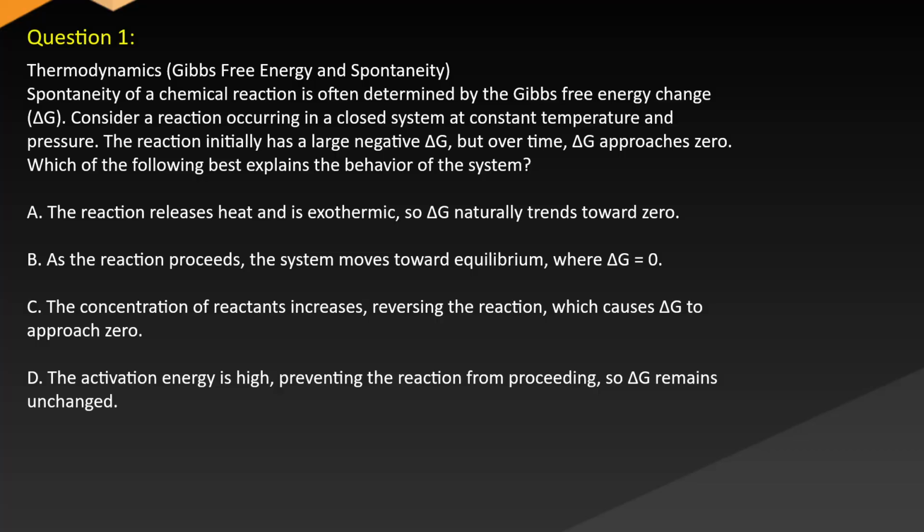A. The reaction releases heat and is exothermic, so ΔG naturally trends towards zero. B. As the reaction proceeds, the system moves toward equilibrium where ΔG equals zero. C. The concentration of reactants increases, reversing the reaction, which causes ΔG to approach zero. D. The activation energy is high, preventing the reaction from proceeding, so ΔG remains unchanged.